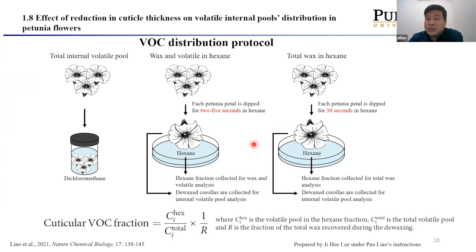The reason why we get the wax and total wax here is that we want to calculate a recovery rate. Because with 2 to 5 seconds, we are not sure that we get 100% of the volatiles from the cuticle part. There may be some still remaining there. So we want to do the calculation to calculate back.